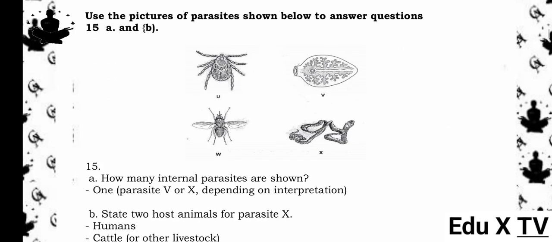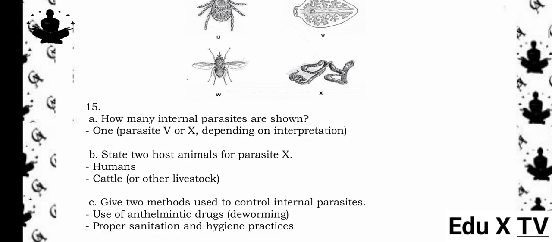Use the pictures of parasites shown below to answer questions 15A and B. 15. A. How many internal parasites are shown? 1 parasite, B or X, depending on interpretation. B. State 2 host animals for parasite X. Humans, cattle, or other livestock.